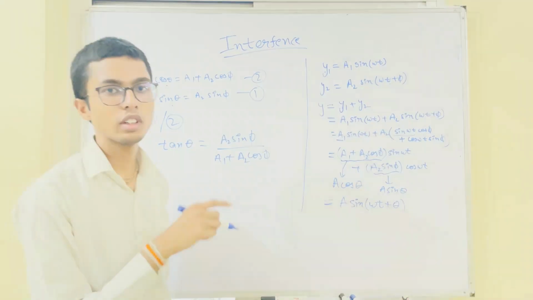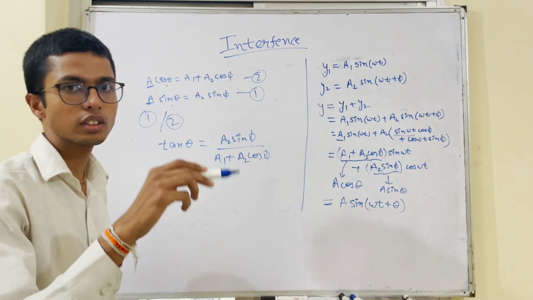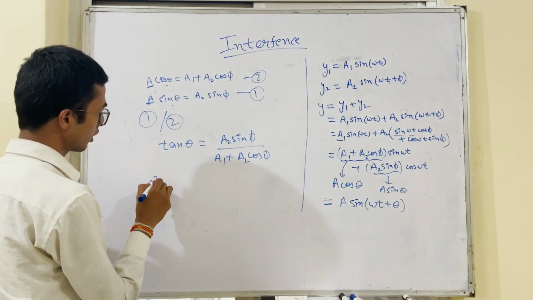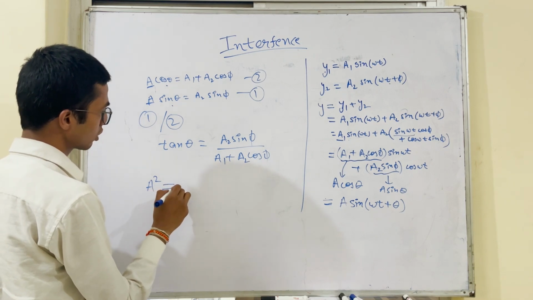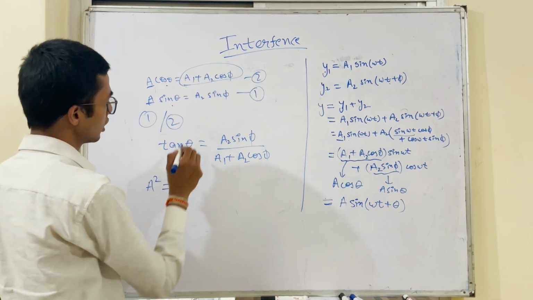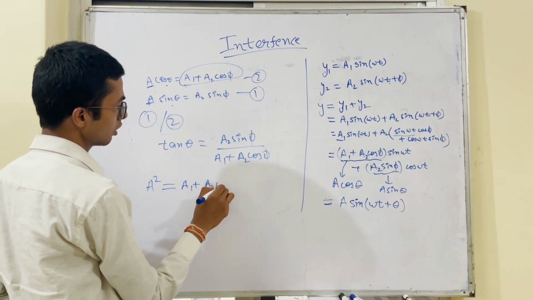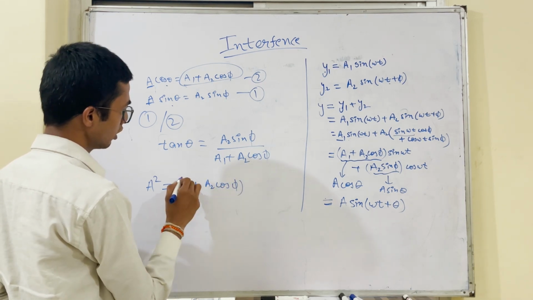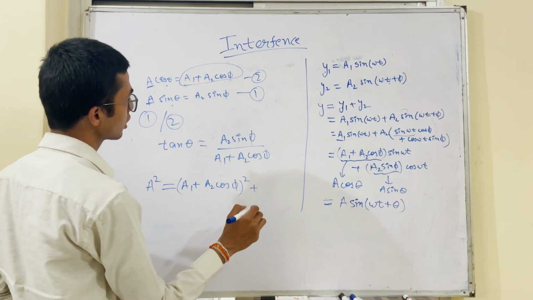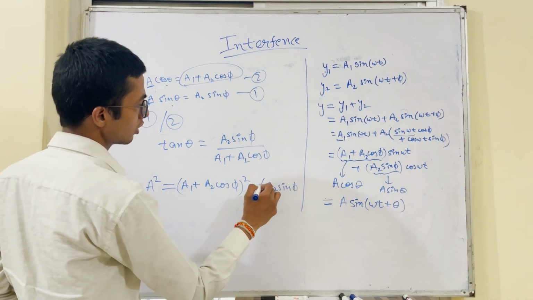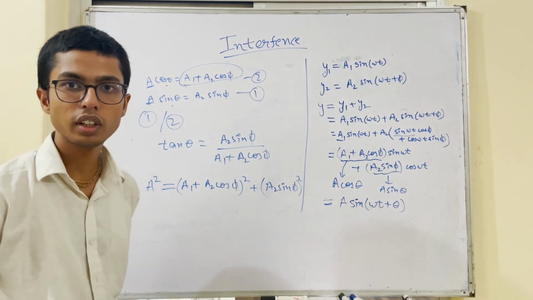So a square I can take as common, and sin square theta plus cos square theta will become 1. So a square equals to, whole square, this is (a1 plus a2 cos phi) whole square plus (a2 sin phi) whole square. Correct.